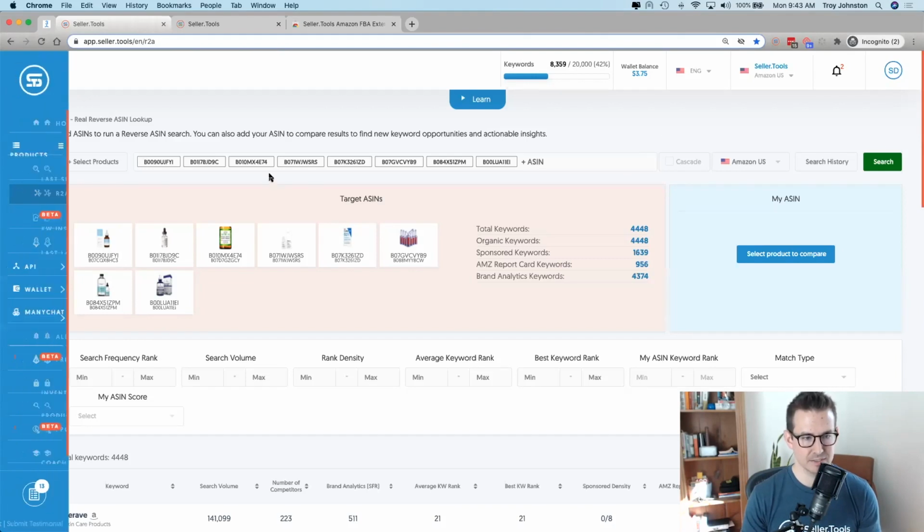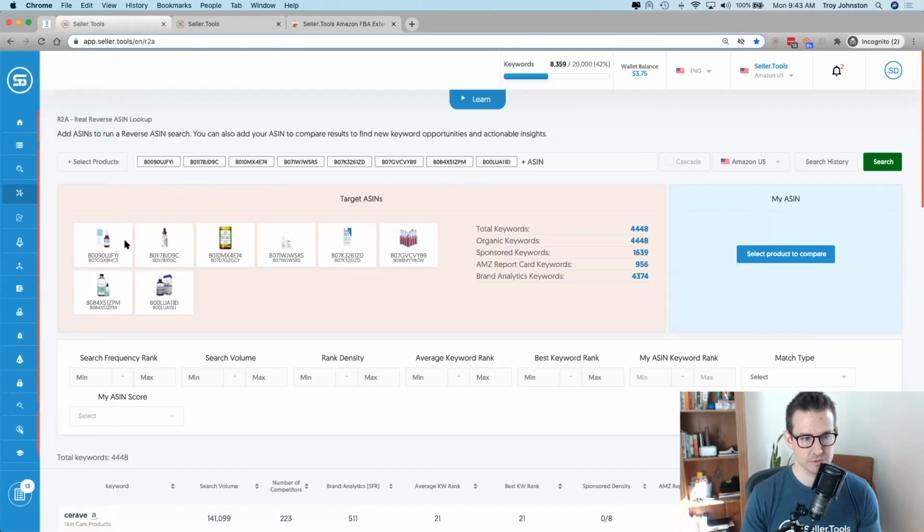So I can see my target ASINs again. Those ASINs that I've searched are visible here. I can hover over them to take a look at those main images. And then a breakdown of the results, the keywords from running a real reverse ASIN, relevant data done here in real time, to see the total number of keywords that these target ASINs rank for, organic keywords. Now that's going to be the same as total. So the number of keywords that they organically rank for, the total number of sponsored keywords that are detected for these target ASINs, the number of AMZ report card keywords.